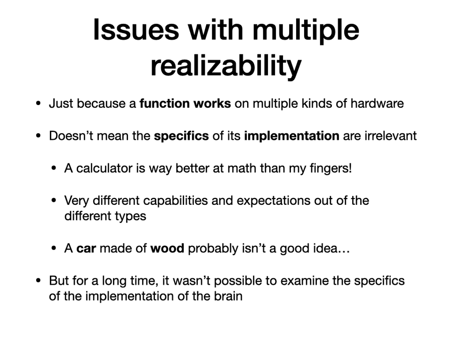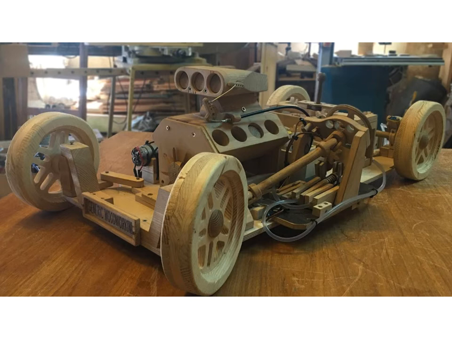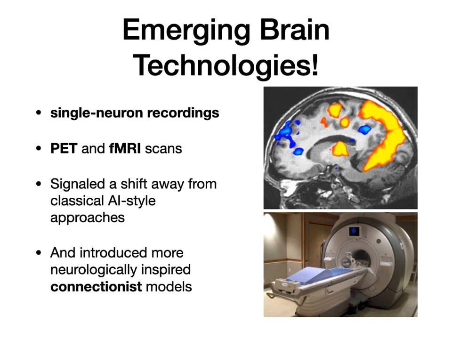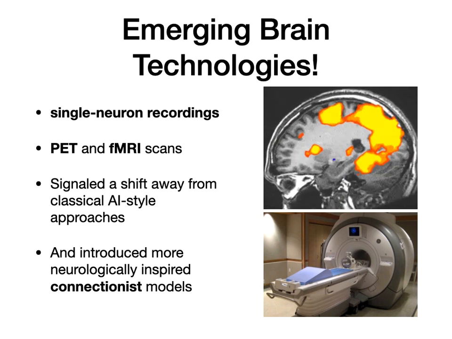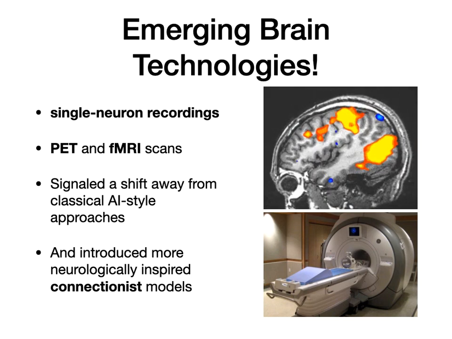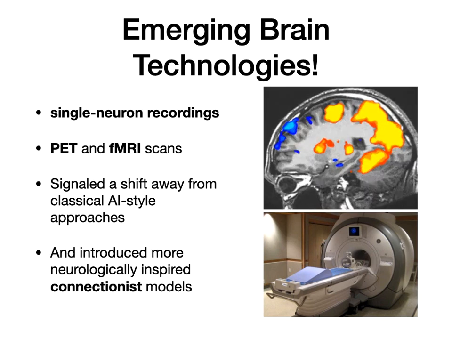time, it wasn't possible to examine those specifics that we know when we talk about a wooden car are very meaningful differences. But for a long time, we couldn't look at those differences. We couldn't figure out what is the structure of the material of the brain. And here's the wooden car, as promised. But now we can. We can look at using different technologies, we can look at the activities and structures of the brain.